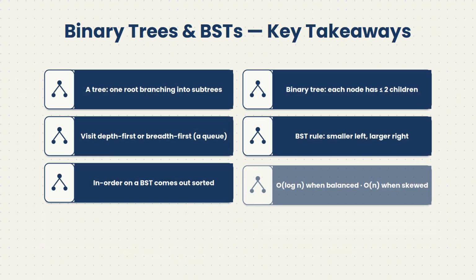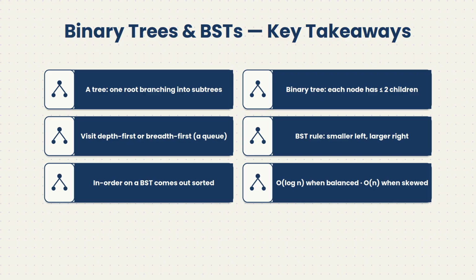To wrap up, a tree is a hierarchy of nodes, one root branching into subtrees. A binary tree gives each node at most two children. You visit nodes depth first, in-order, pre-order, post-order, or breadth first, level by level with a queue. A binary search tree adds one rule, smaller left, larger right, making search, insert, and delete order log n, and making an in-order walk come out sorted. But only while it stays balanced. Feed it sorted data and it becomes a line. Reach for a tree when you need hierarchy or sorted data with fast updates.